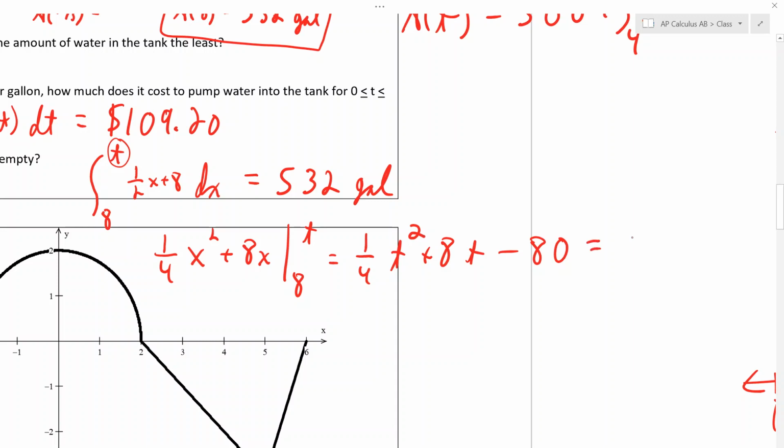But we need this to be 532. We could solve that without a calculator, but I really don't want to. So I'm going to graph this thing. Plus 8x minus, what's it going to be? Well, 80, and 532.